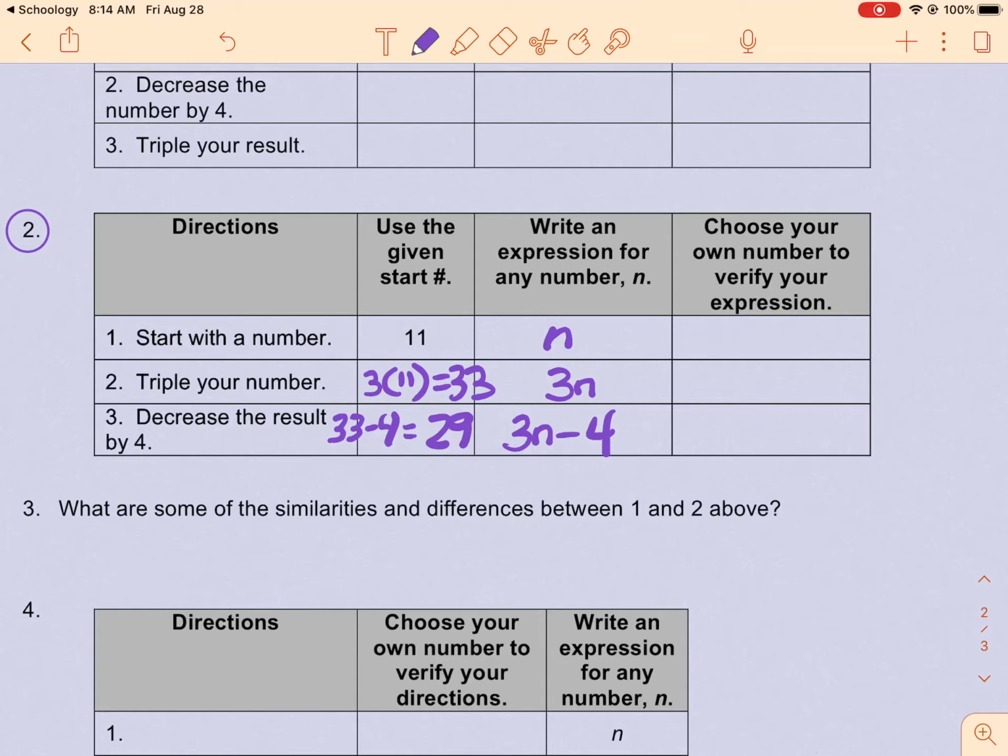That means that that's going to work for every single problem. As an example, they gave us 11 initially. So if I put 11 in for n, 3 times 11, 33, minus 4, it gave me the 29. If you would have picked any number and did each of those steps, that'll tell you what results you'll get. You're not always getting 29, but you're able to follow that step for whatever number you're plugging in.